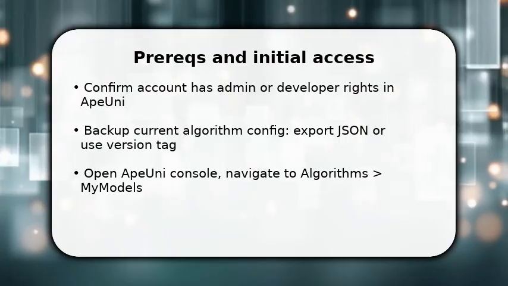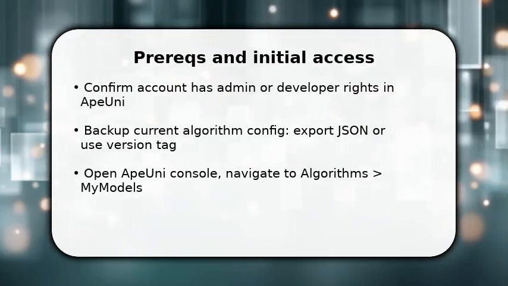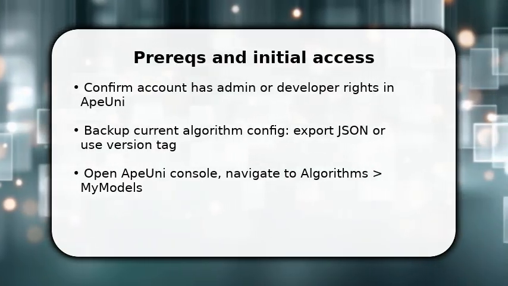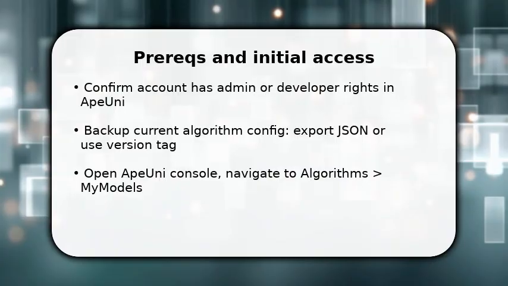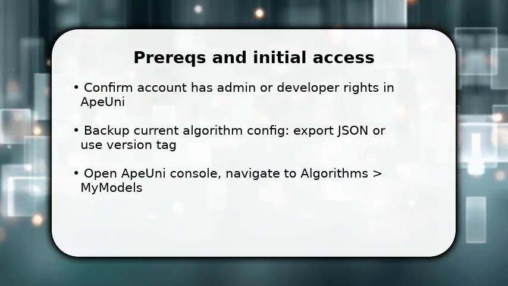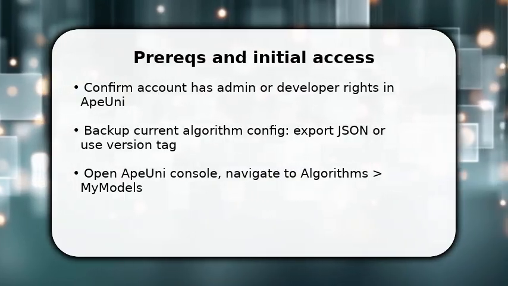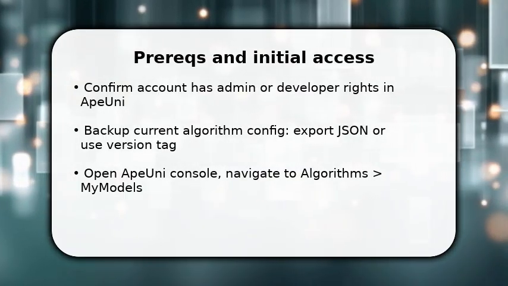Enjoy the video. You start by securing access and a snapshot. Ensure you have admin or developer permissions because you will change runtime logic. Once done, export the current algorithm configuration as a JSON backup or create a version tag so you can revert.